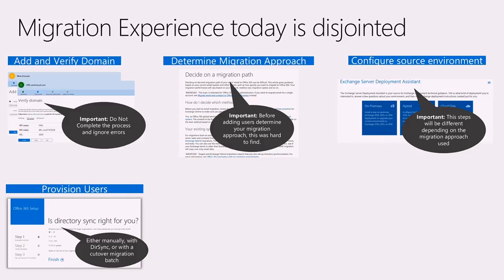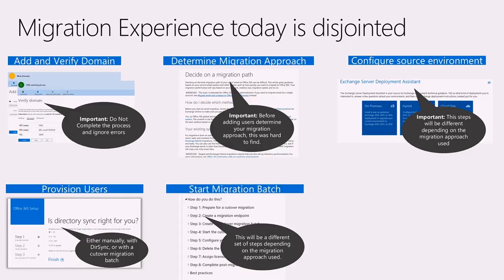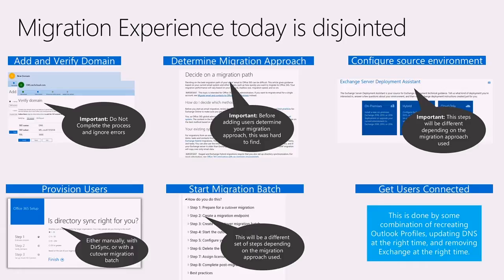You go and provision users. Directory Sync comes from the Azure Active Directory team. It is sort of related to Office 365, sort of related to Azure, sort of sitting in between the two, but not really clear where it really belongs. You go and configure migration batches. That process is going to be different depending on what migration process you're using, whether it's hybrid, staged, cutover. And then you get your users connected.